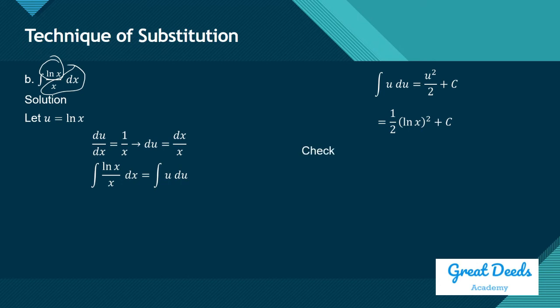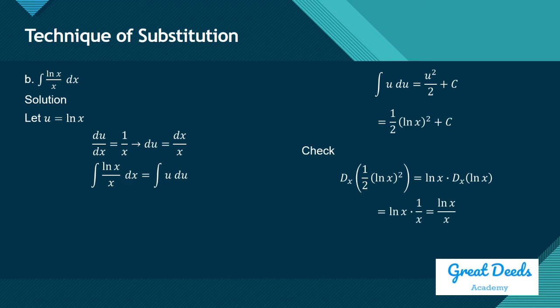Let us check. Again, the integral is the antiderivative. So if you want to check if your answer is true, all you have to do is get the derivative of this function. What is the derivative of that? So applying your chain rule, 1/2 gets cancelled, because you will bring down 2. 2 times 1/2 is 1. So you are left with ln of x times the derivative of ln of x. And so that becomes ln of x times 1 over x. And that is just ln of x over x.